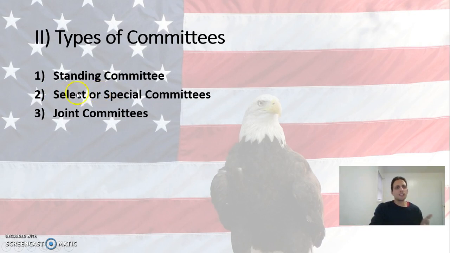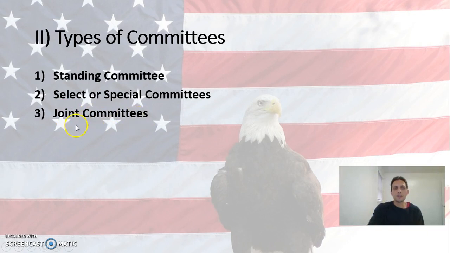Other types of committees that exist, like a select or a special committee, are created, as the name implies, for special or select events that are taking place, or maybe investigations. Usually they're not permanent. They're usually temporary. Some of them could end up being permanent, but for the most part, they're there for a temporary reason, to investigate something or to go further into a different topic or a resolution that's needed at the time.